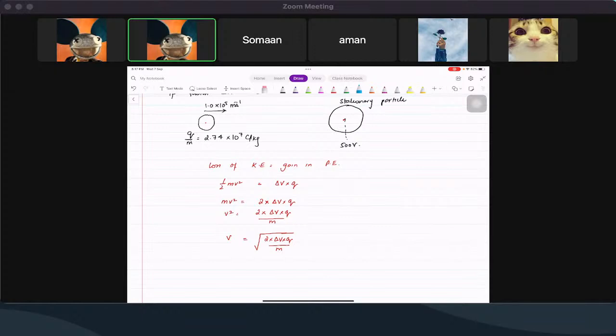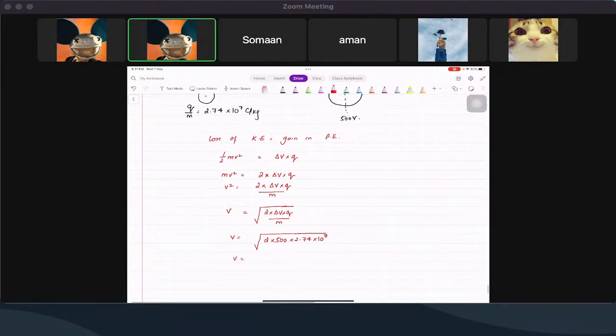So what you're going to do now is I multiply 2, the potential was 500, and the charge to mass ratio is 2.74 times 10 raised to power 7. So do not worry if they have not given you the values, ultimately they will end up with this. Now when you find this, you will get an answer of 1.65 times 10 raised to 5 meters per second.